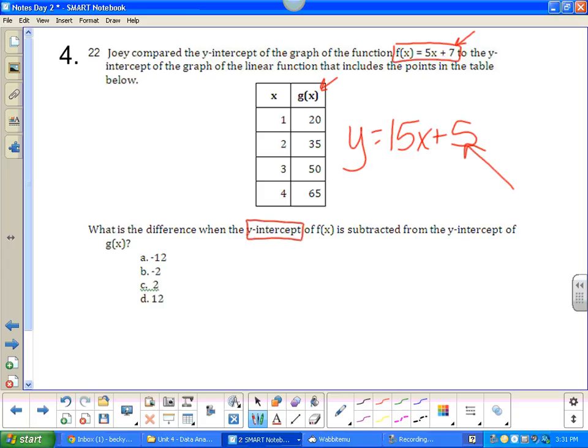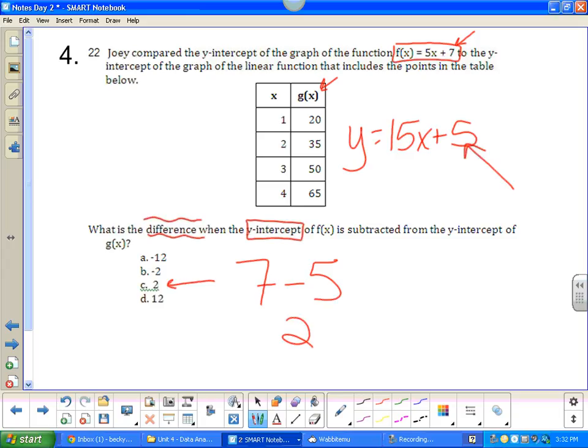Okay, so I've got the whole y-intercept thing, but now what does it want me to do with them? Well, it says difference. And difference means subtract. So normally when it says the difference of f of x and g of x, I would take f of x's y-intercept, which is a 7, and subtract g of x's y-intercept, which is a 5, and I would get a 2. And I would pick C, and I would be wrong.